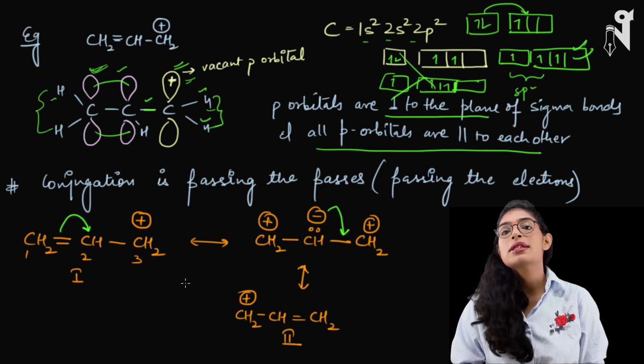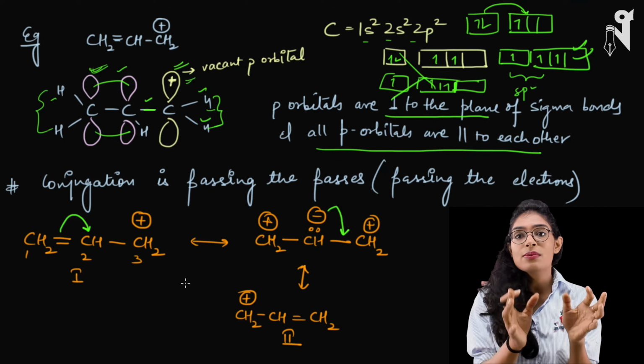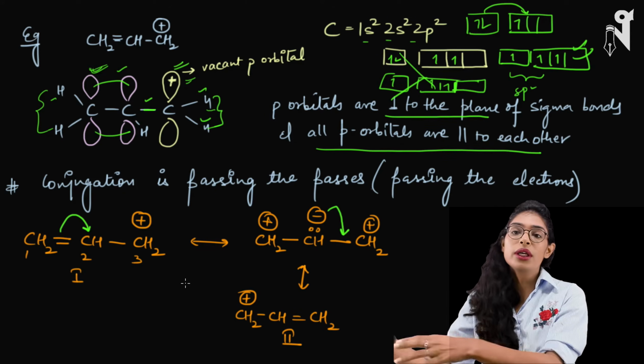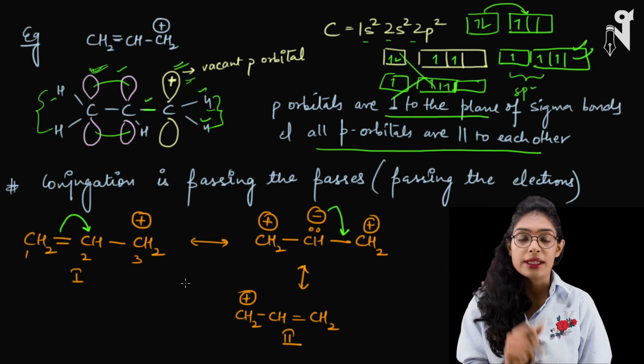So now what exactly happens? Passing the pass. This happens when you talk about conjugation. So two carbons have a pair of electrons, and they pass it to the next carbon. This exactly happens in conjugation. How does it happen? Let's see.